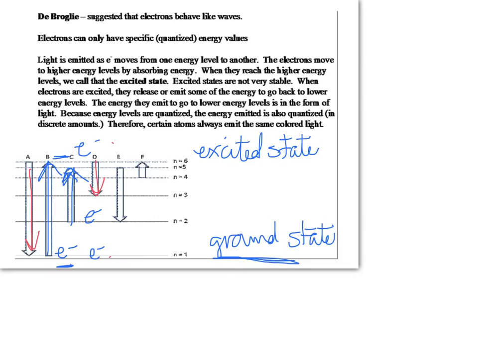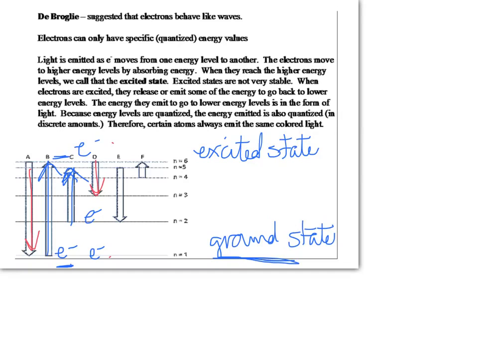So if it's in the visible region, then we're going to see that color of light depending on what wavelength it is. If it's in the IR region or the microwave region, then we're going to feel it as heat. If it's in the UV region, we're not going to feel it, but there is equipment that can actually detect those UV rays and X-rays and so on.